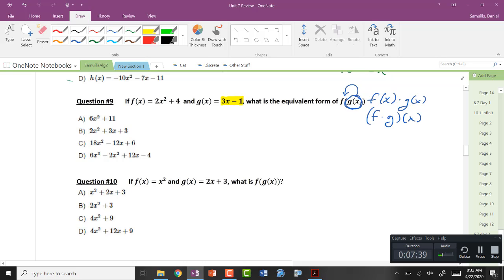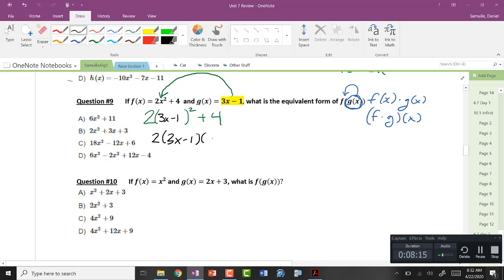Taking the g function, inputting it into the f function for the x. All right, so all I'm going to do is take out the x. Here's the f function. This is where the x was. It's right there. 2x squared plus 4. It's gone. What takes its place is the g function, 3x minus 1. And now we algebraically simplify this.